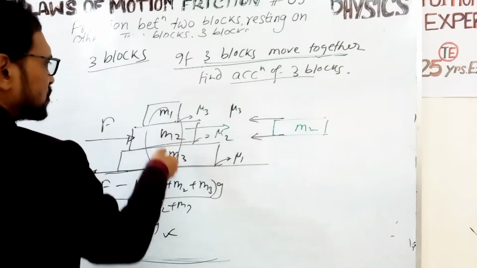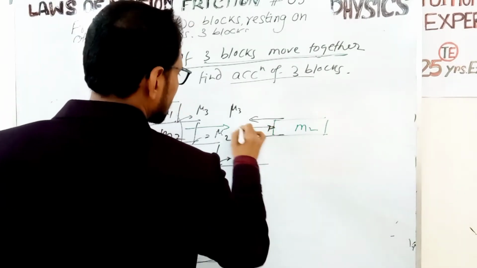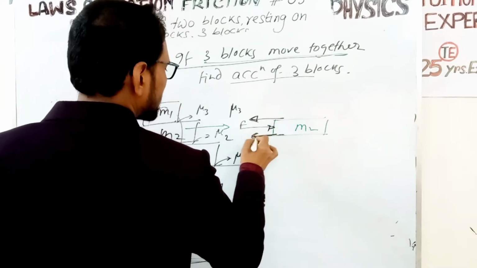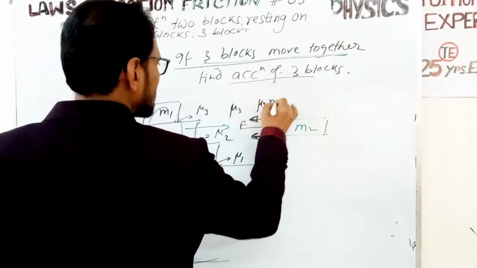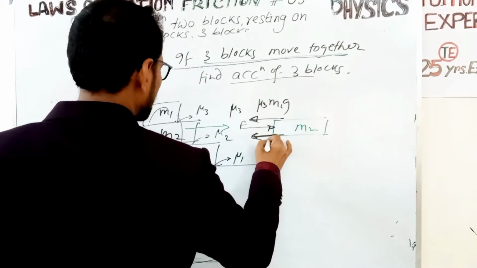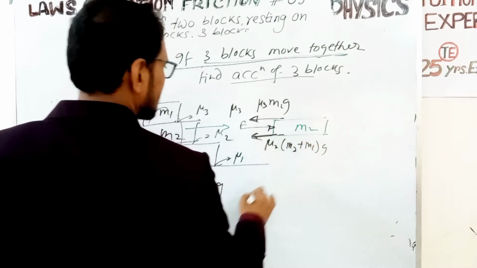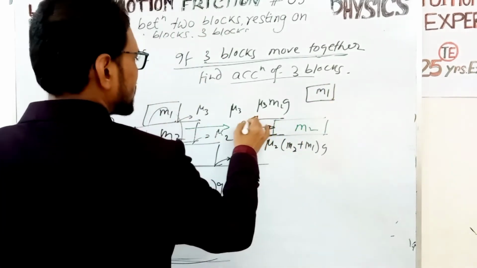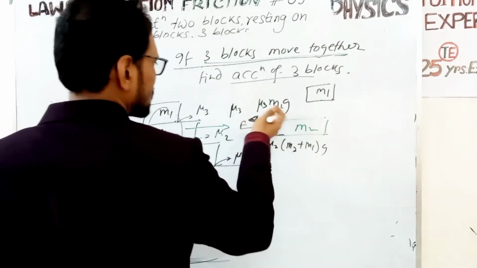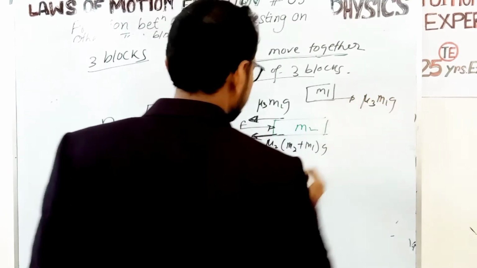The force acting on M2 acts in this direction because the force is applied here. So friction force comes on the two surfaces, this and this, in the opposite direction. This force is mu3 m1 g, and this force is mu2 (m2 plus m1) g. Now m1, this is the opposing force. So this is the driving force, which is mu3 m1 g.